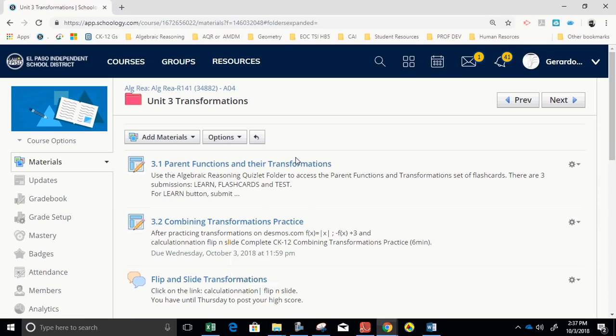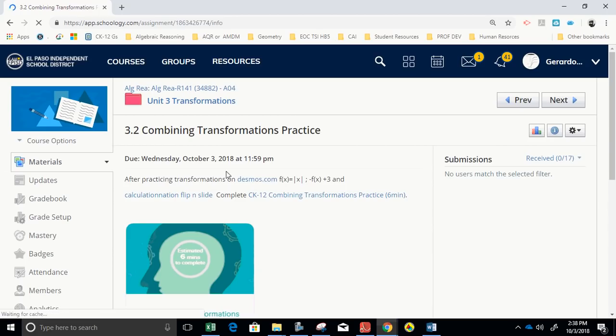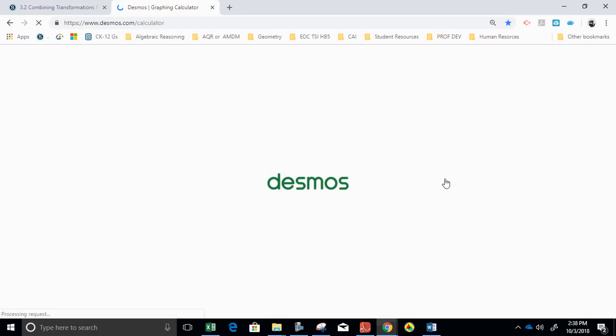Okay, so we're going to do Unit 3. Yesterday we did parent functions and transformations. Today we're going to combine transformations practice. We mostly did parent functions. So let's go to Desmos and let's talk about how to do that. Start graphing. If you're not logged in, log in.